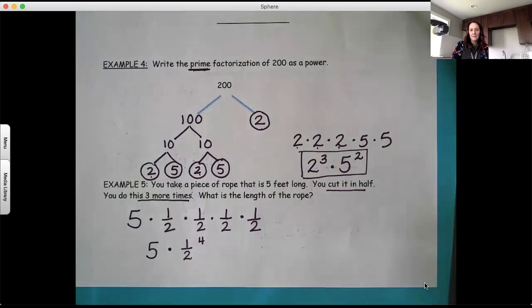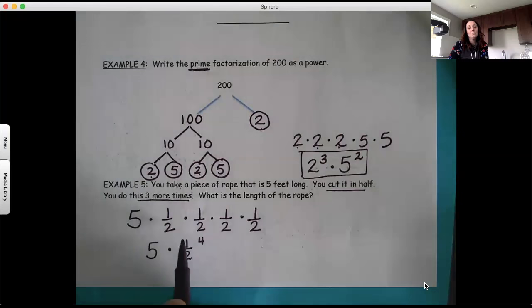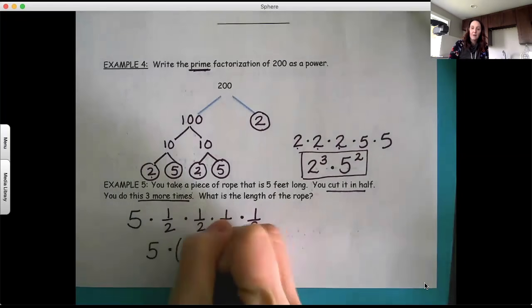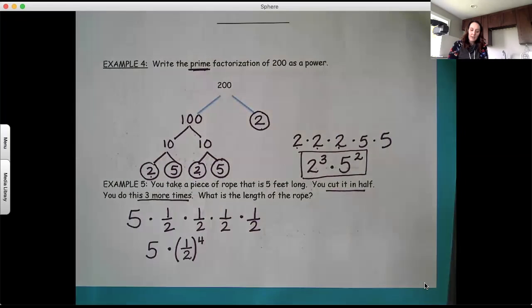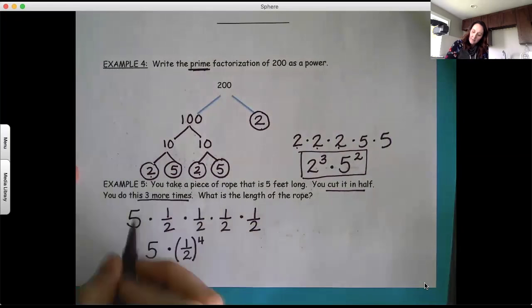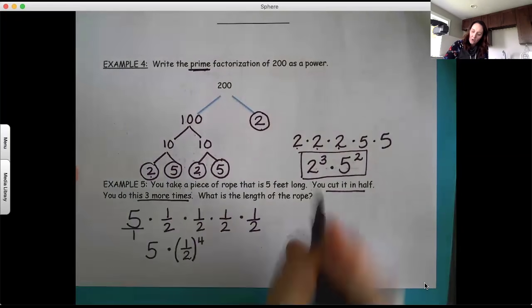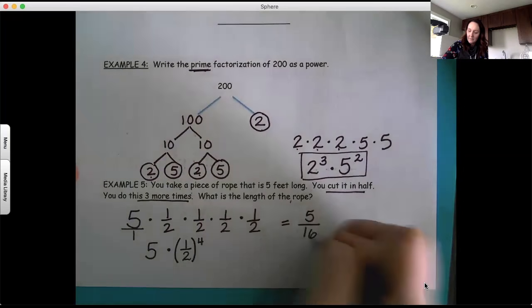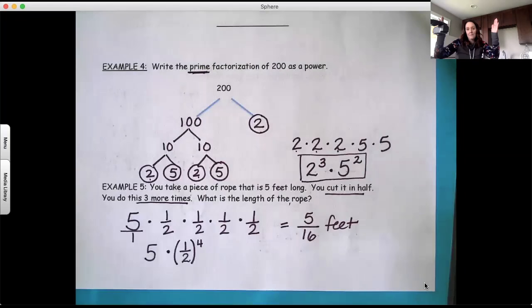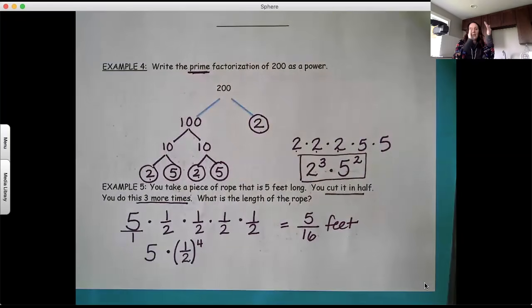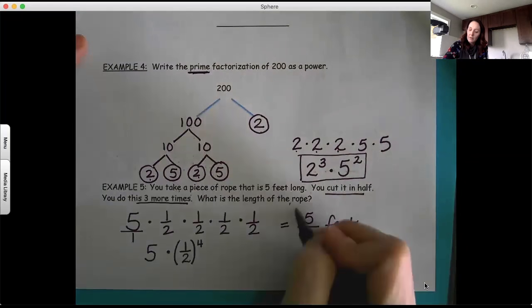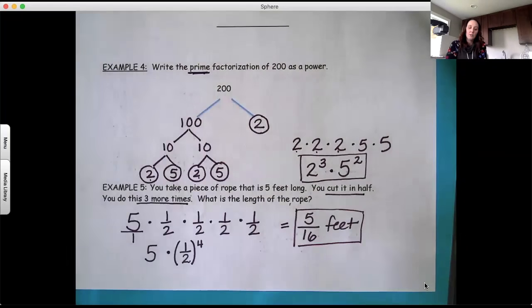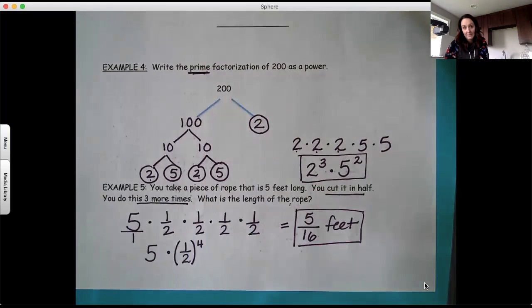Would that be correct? No, because remember, this 4 is only going to the numerator. So if I want it to go to the denominator, I have to put it in parentheses. So when you do this and you multiply it, you can actually multiply it all the way. If I go back to this one, it would be 5 over 16. So after you take a 5-foot rope and you cut it in half, and half, and half, and half, your length of that little piece is going to be 5/16 feet.